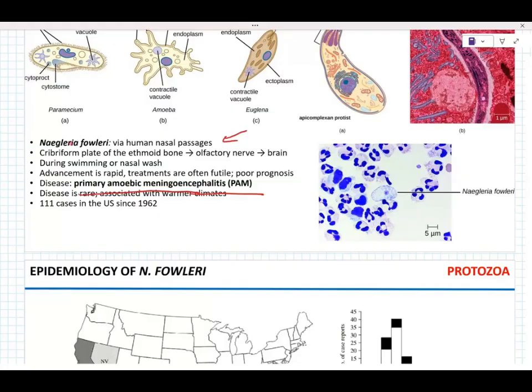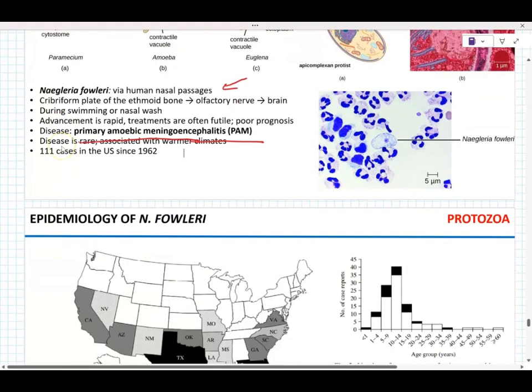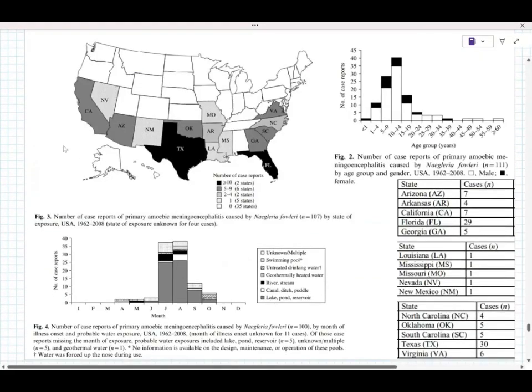Some cases result in survival because it is treatable if it's early, but it leaves lasting neurological damage. It's not frequent. I don't remember which year I picked up that statistic, but 1962 to 2008. So we're talking 46 years, we have 111 cases, not a lot. Some states don't have these cases at all, just totally explainable.